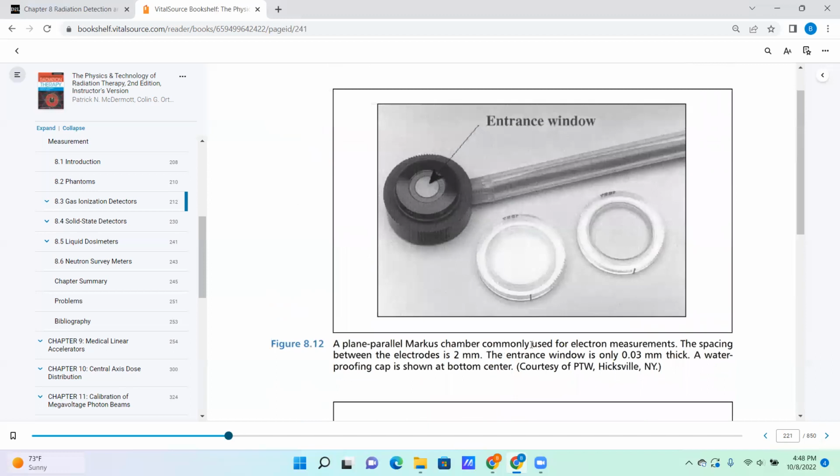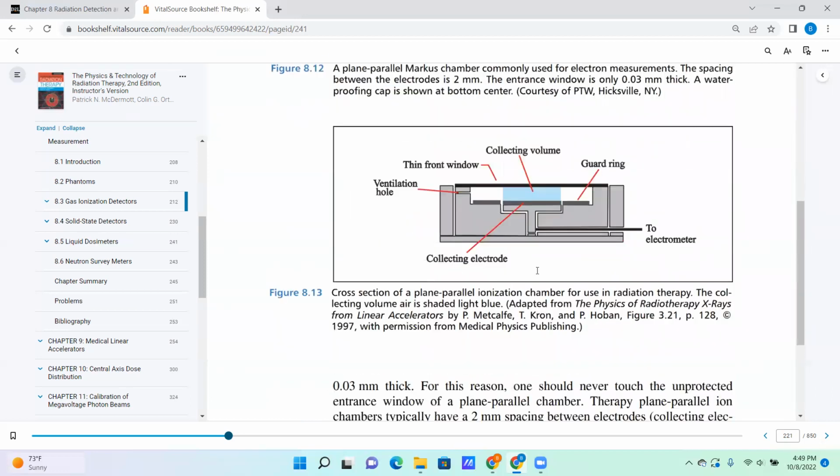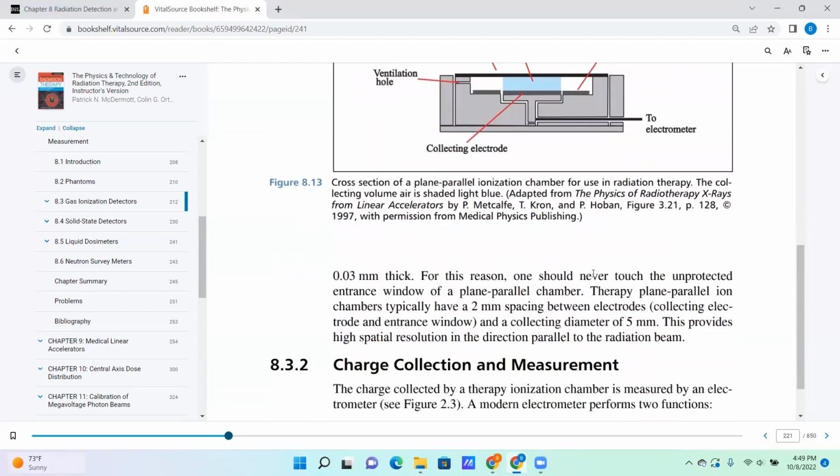So here you've got a Markus chamber. Here, the spacing between the electrodes is 2 millimeters. The entrance window is only 0.03 millimeters thick. A waterproofing cap is shown at the bottom center. If you look at a cross section, you've got your collecting volume here, your thin front window, your guard ring, ventilation hole, collecting electrode, and then it goes out to the electrometer.